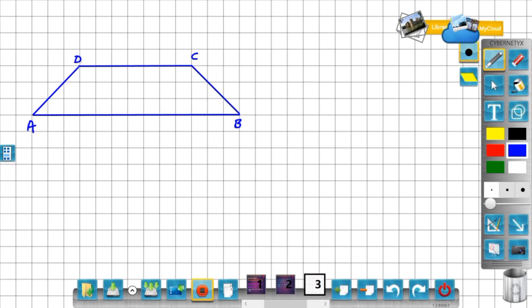ABCD is isosceles trapezium. Here parallel sides AB and DC, AB parallel to DC, and non-parallel sides AD and BC, they are equal. AD is equal to BC. It is represented by drawing a small line on AD and BC. AD is equal to BC and AB parallel to DC. This type of trapezium is called isosceles trapezium.